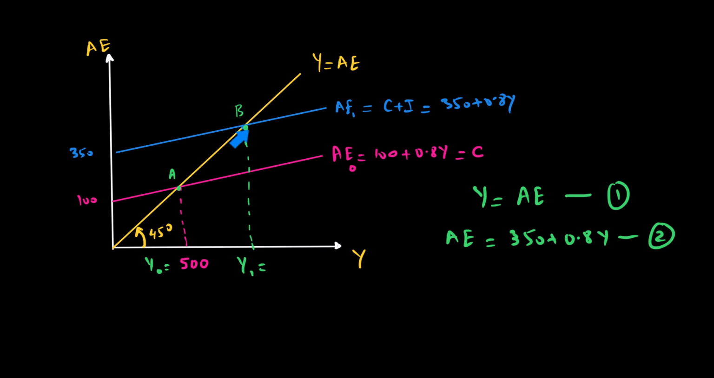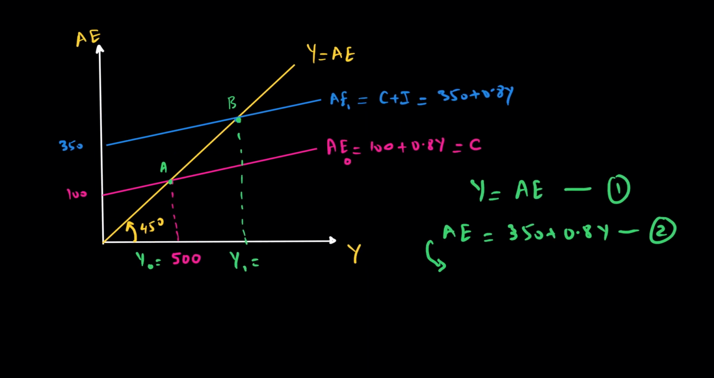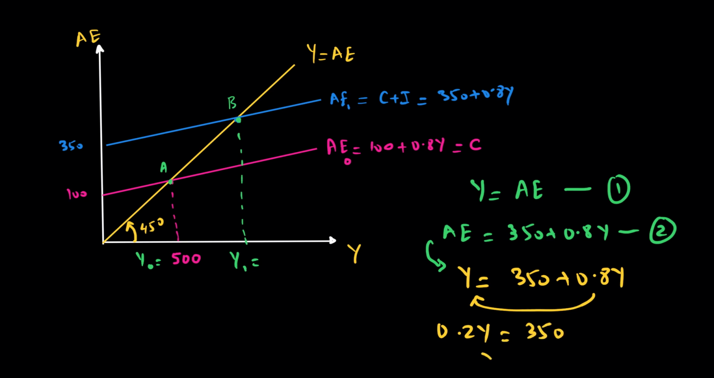So when they meet, y equals AE becomes equal to 350 plus 0.8y. If I want to find my equilibrium level of income, all I need to do is put my AE equal to y in this equation. So I will replace my AE with y, which is equal to 350 plus 0.8y, which means 0.8y will go on the other side, or 0.2y is equal to 350, or y is equal to 350 over 0.2, which is equal to 1750. So my new equilibrium level of income is 1750.